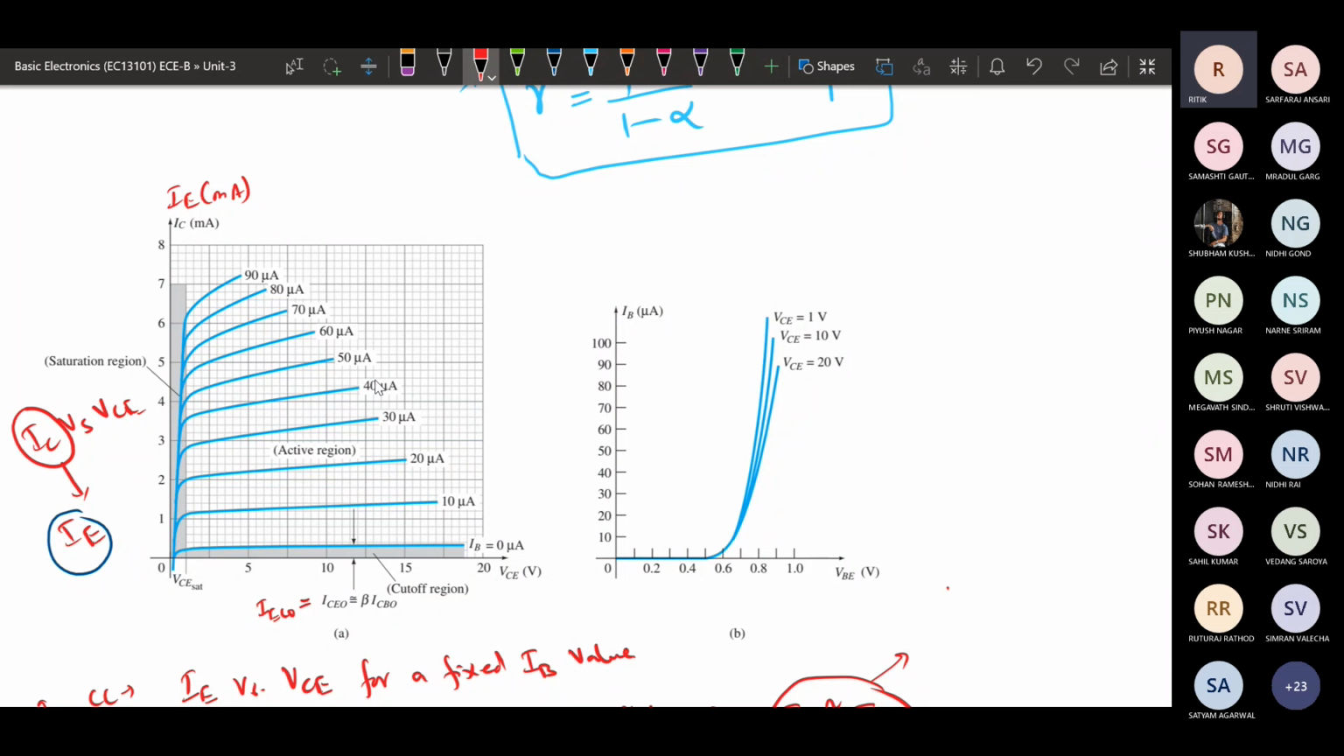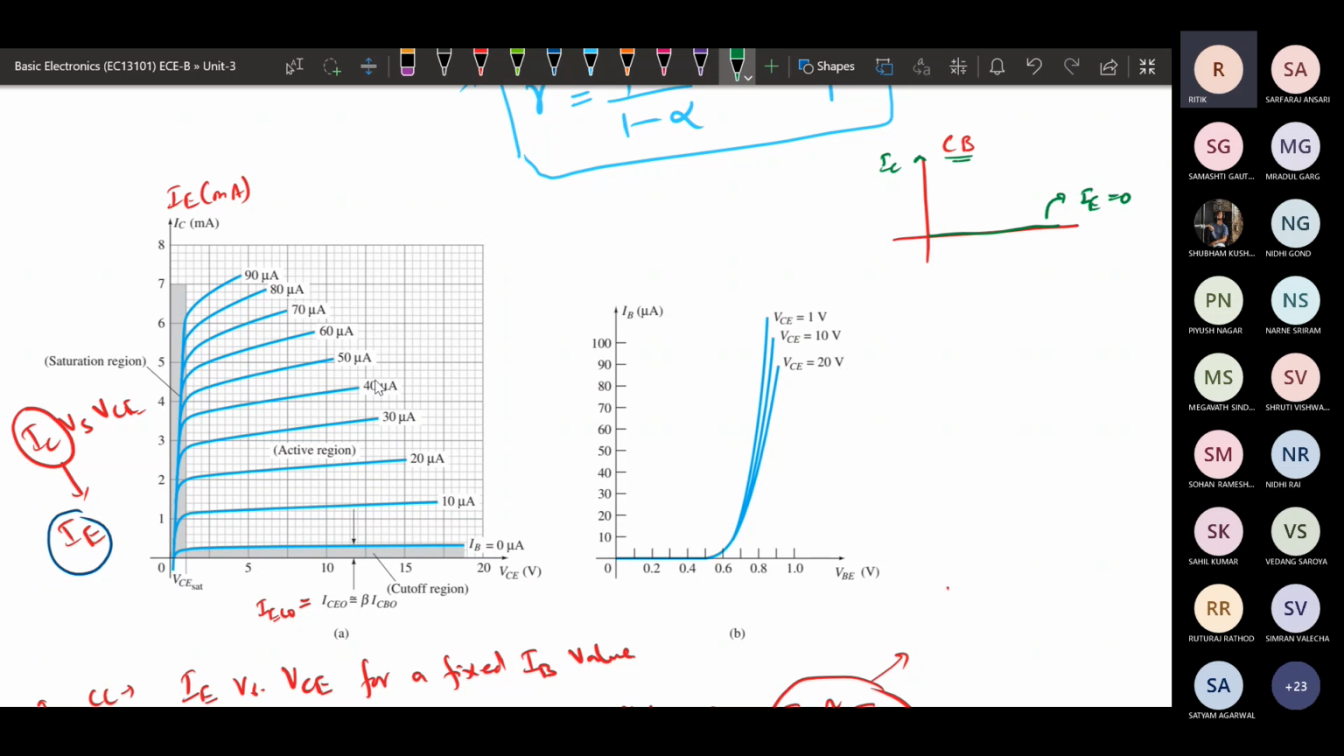Okay, so this was the leakage current. But in case of common base configuration, what about the output characteristics if IE is equal to 0? At that time, IC was 0. So when IE is equal to 0, then IC is equal to 0 in case of common base configuration.